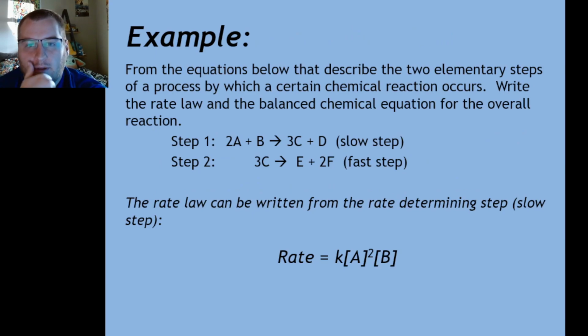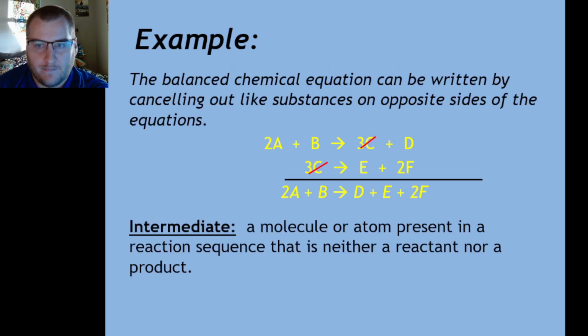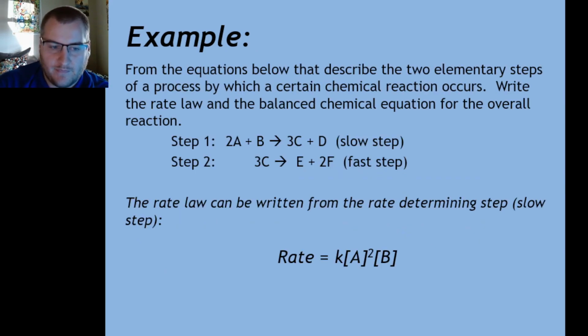Here is an example. I have 2 steps. This is a reaction mechanism. It's not elementary because it happens in multiple steps. From the equations below that describe the 2 elementary steps of a process by which a certain chemical reaction occurs, write the rate law and the balanced chemical reaction of the overall equation. Let's write that down.